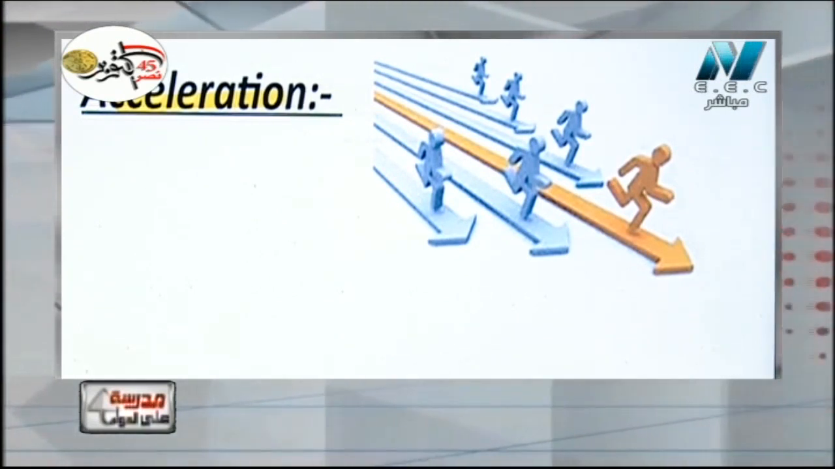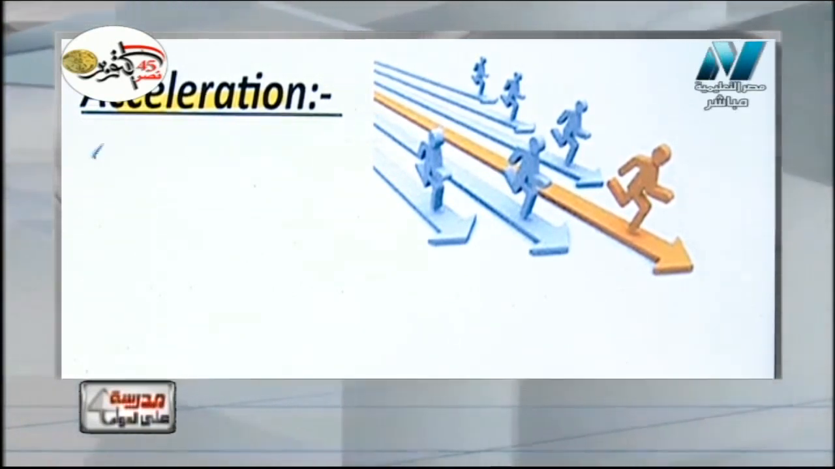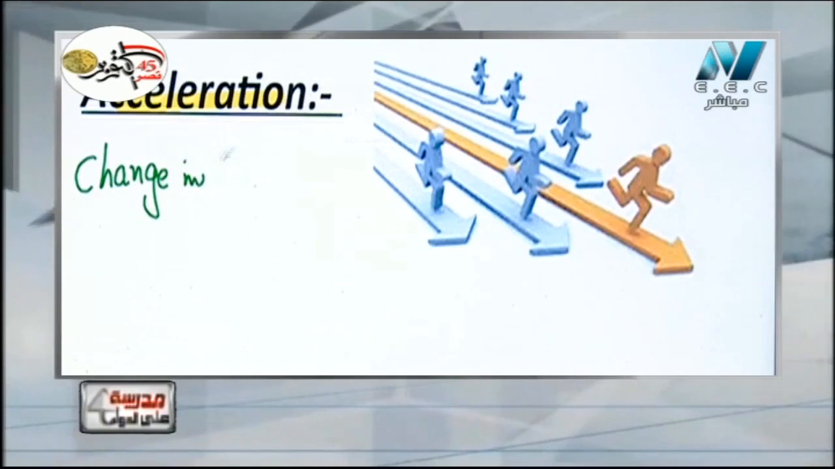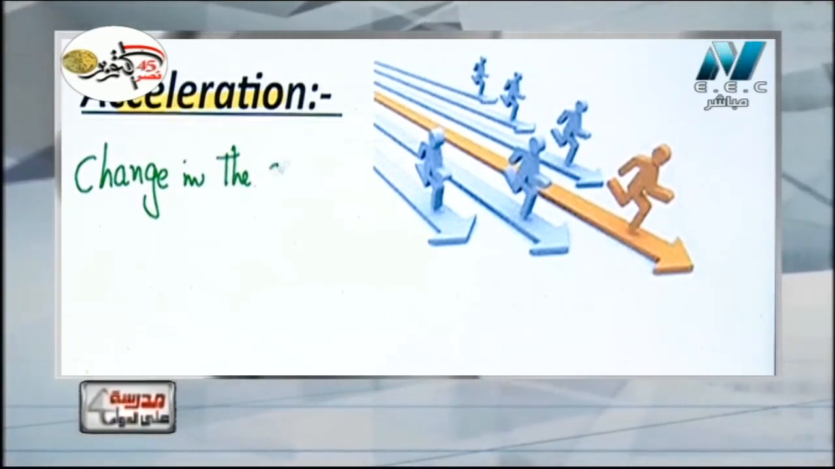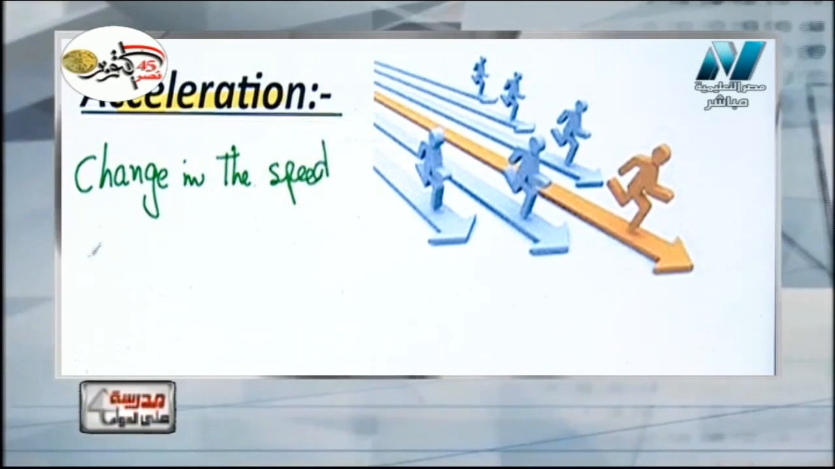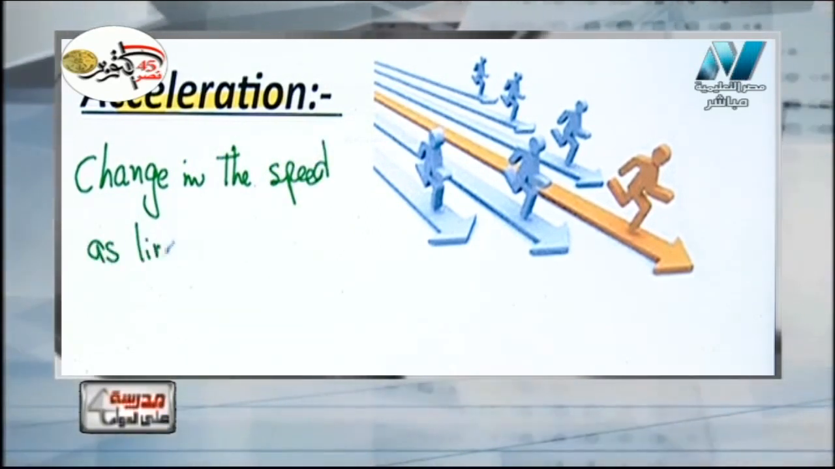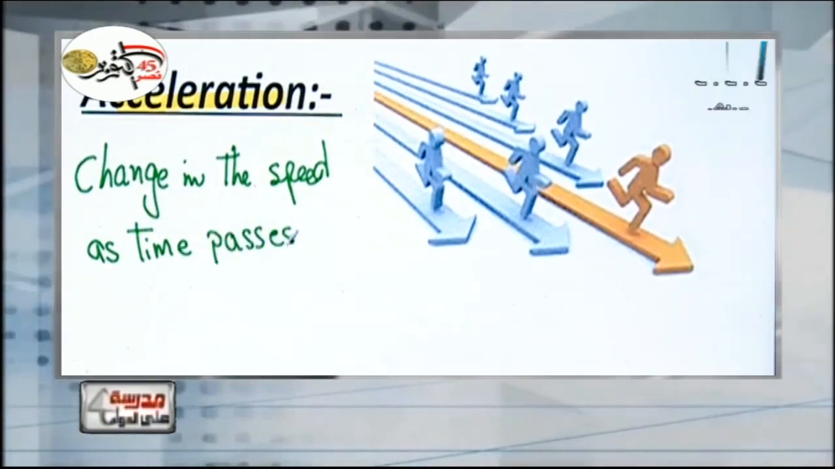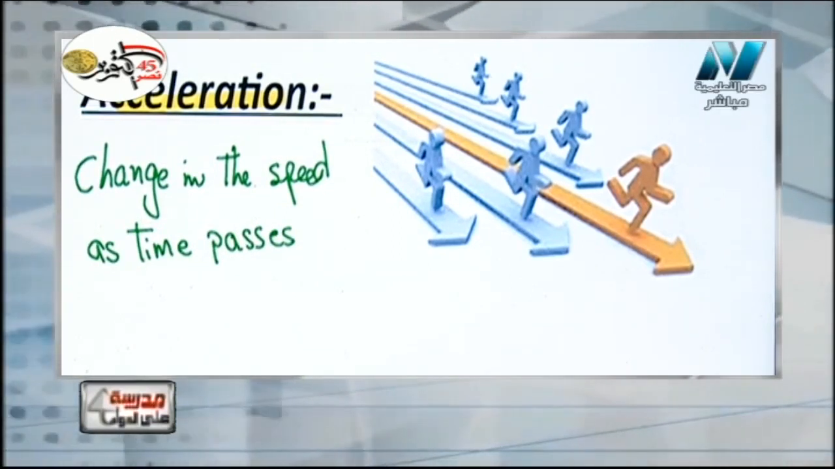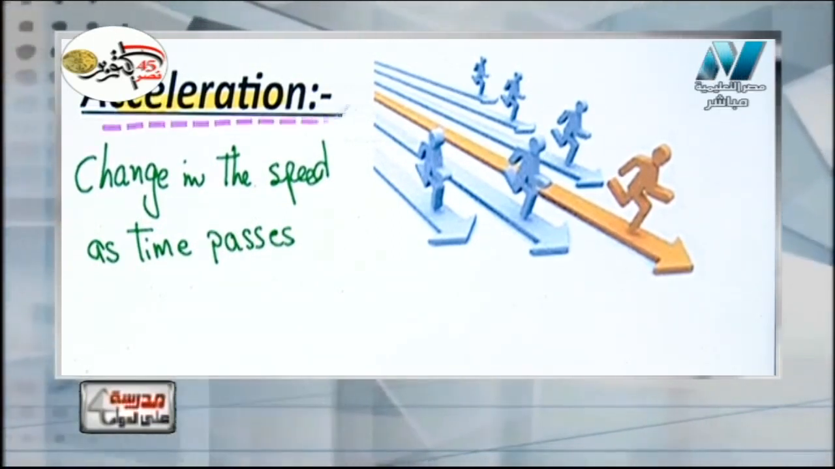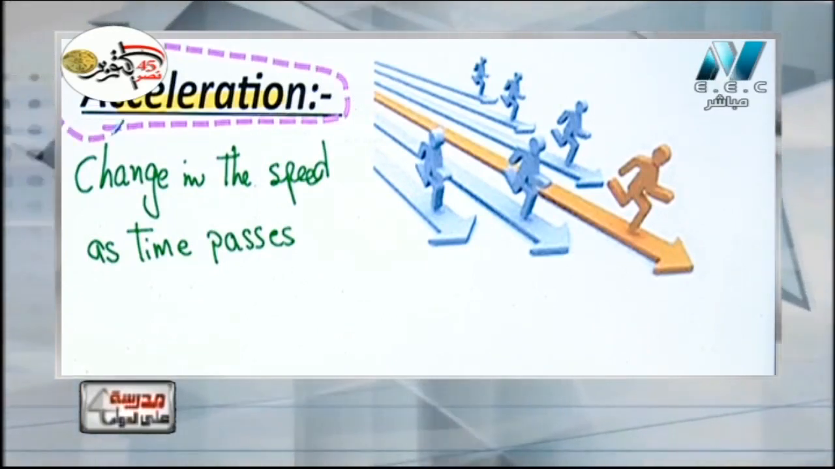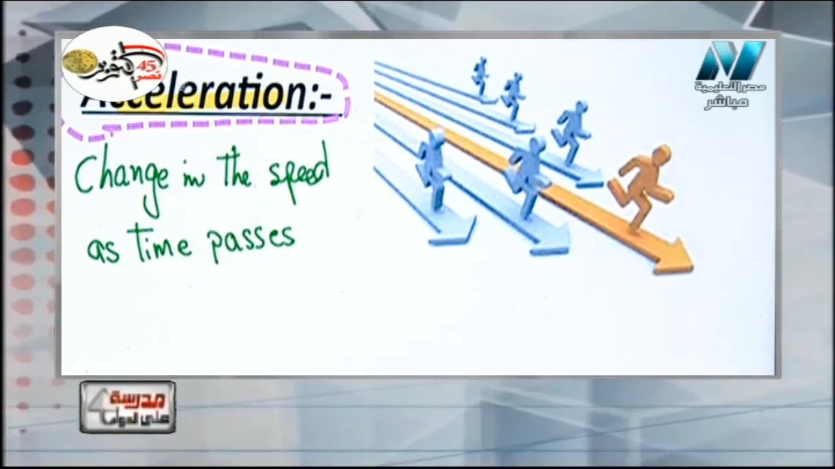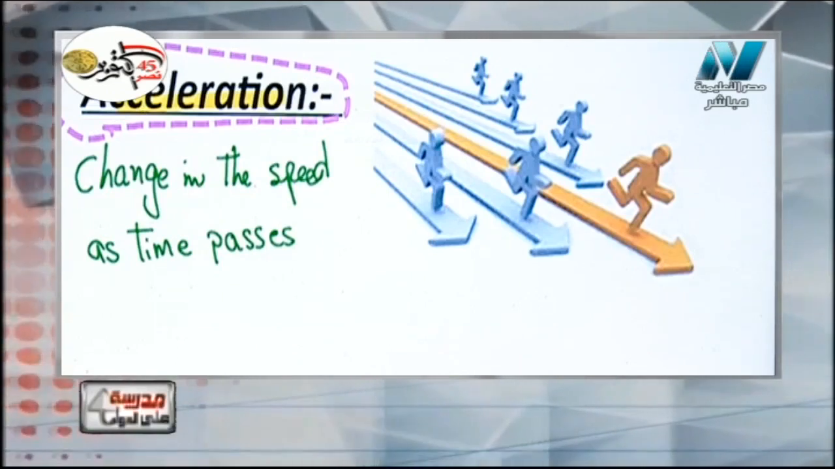So we write this definition as: change in the speed as time passes, or through time units. So we now know what is meant by acceleration: change in speed through a time unit, or as time passes, or in 1 second. From this definition we know we have two factors affecting the acceleration.